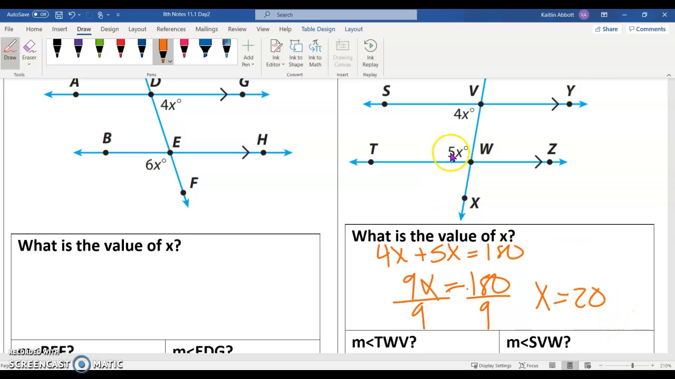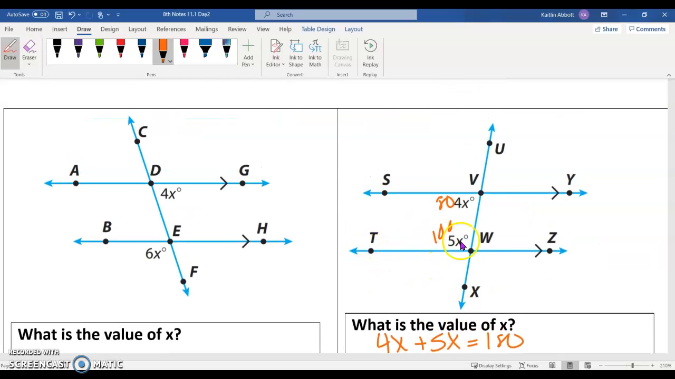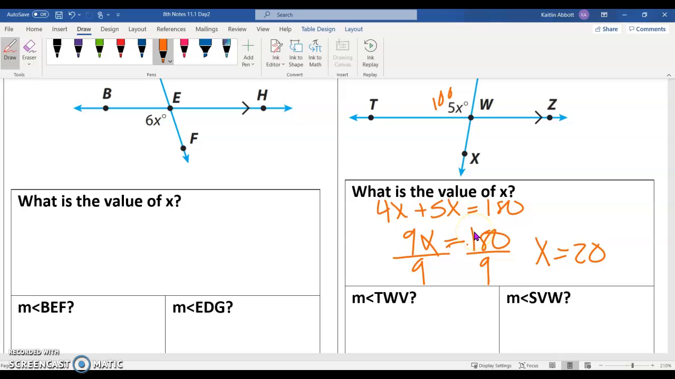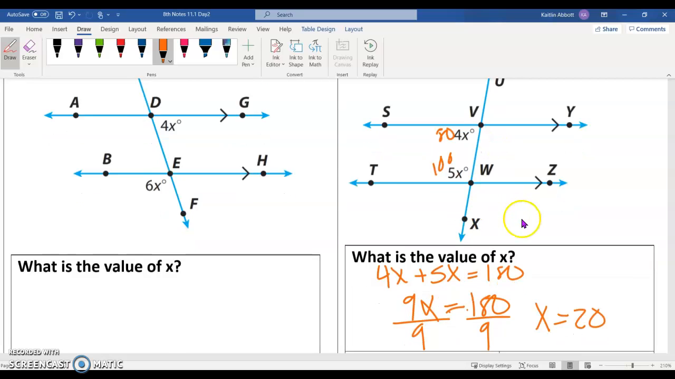So now, to figure out what this measure is, 5 times 20, 5 times 2 is 10. Add a 0 is 100, so this is going to be 100. And 4 times 20, 4 times 2 is 8. Add the 0 is 80, so 4 times 20 is 80. And 100 plus 80 is 180, so this problem is done. So we figured out measure angle TWV. TWV is 100. And the measure of SVW in the middle right there is 80.